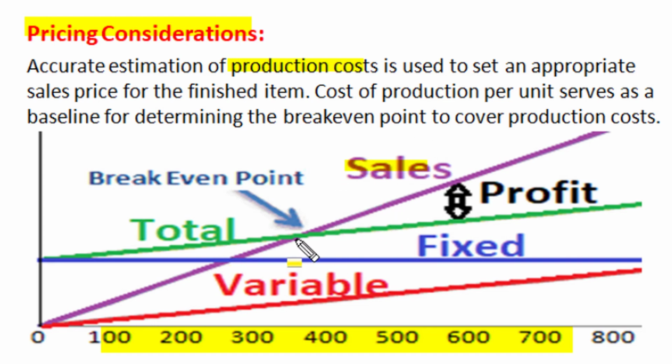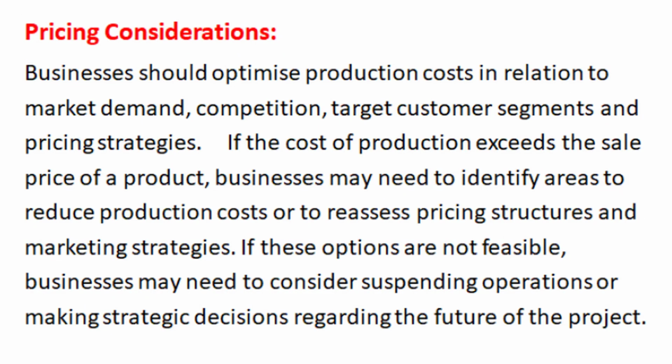and total production cost shown by green line equate each other, and this quantity of sales or production is known as break-even point. So cost of production per unit serves as a baseline for determining the break-even point to cover all our production cost. And if we produce more than break-even and also sell them, then we will definitely earn profits. For better revenue and financial success, all businesses should optimize their production cost in relation to market demands that exist in the target market.